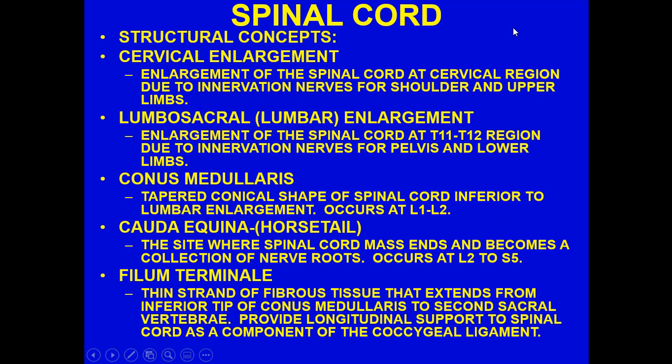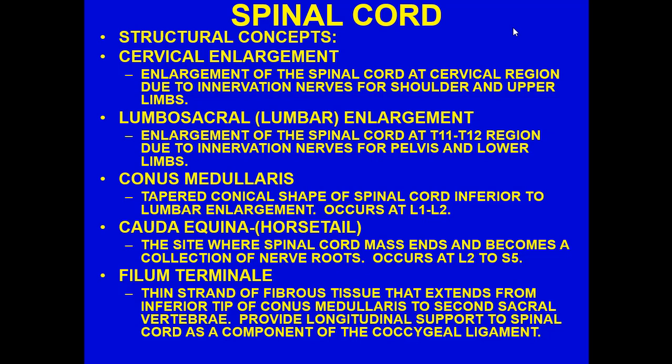For structural concepts, I want you to get some of the important points immediately because this is going to be extremely helpful down the road. We have a cervical enlargement. This is an enlargement of the spinal cord at the cervical region. Now, this is due to the innervation of nerves for the shoulder and upper limbs. You're going to have a similar enlargement that's referred to as the lumbosacral or lumbar enlargement. This is an enlargement of the spinal cord at the T11, T12 region, and this is due to the innervation of nerves for the pelvis and the lower limbs.